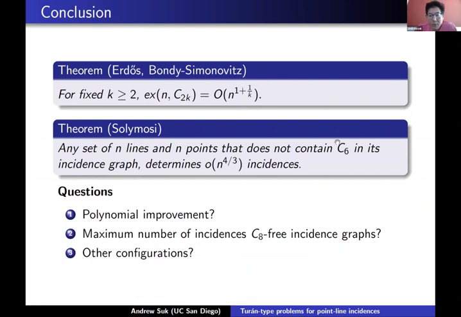Another nice open problem is the C6-free case. Szemerédi proved that if you have n points and n lines whose incidence graph is C6-free, you do get this little o(n^{4/3}) upper bound, but it's not known if you can get a polynomial improvement on this upper bound or not. So say n^{4/3 - ε}.